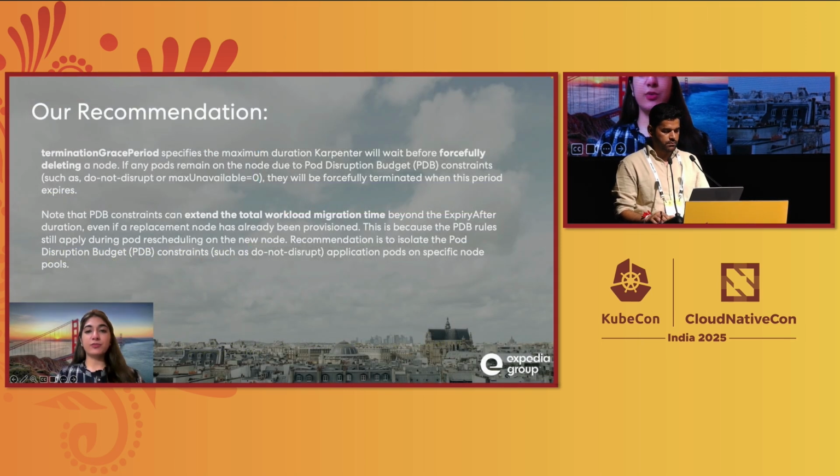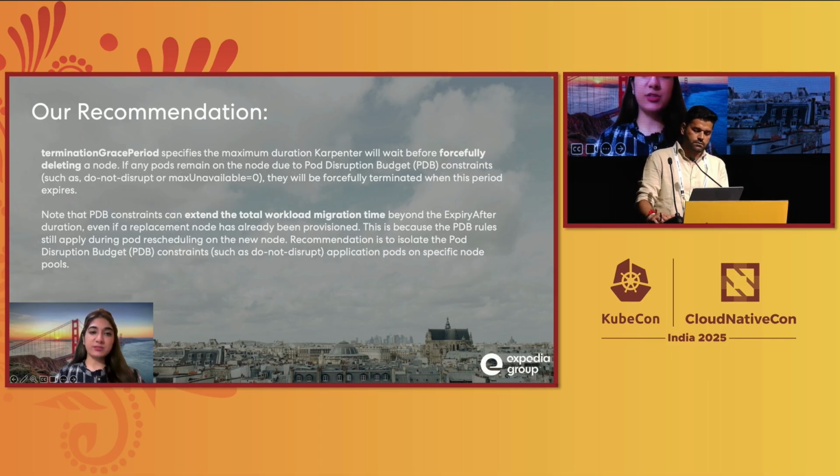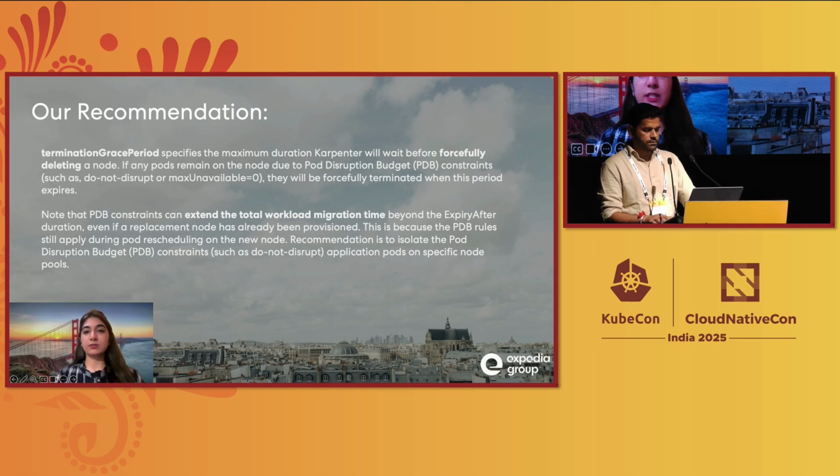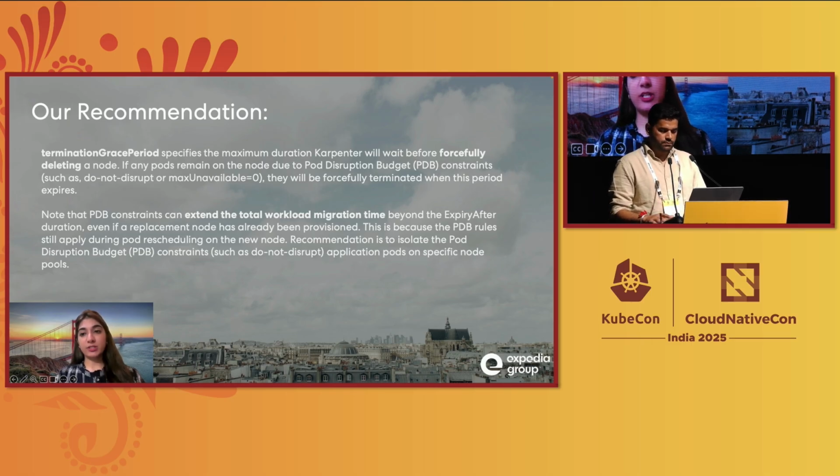So these were a few of the major test cases that we wanted to share with you all. But what is our recommendation after performing this testing? The termination grace period defines how long Karpenter will wait before forcefully deleting a node. If the pods cannot be evicted due to pod disruption budget constraints, for example do-not-disrupt, max unavailable set to 0, then they will be forcefully terminated once this grace period expires.